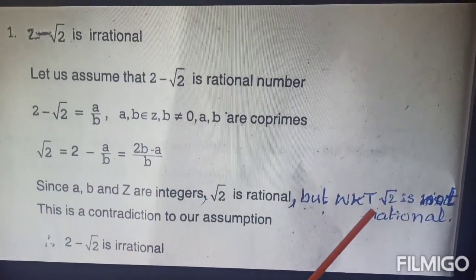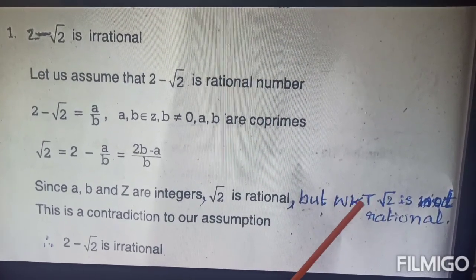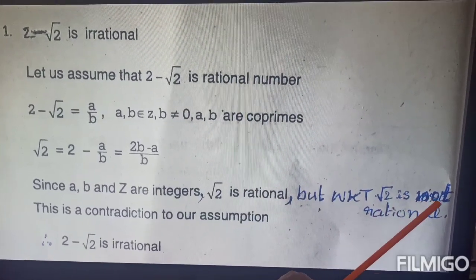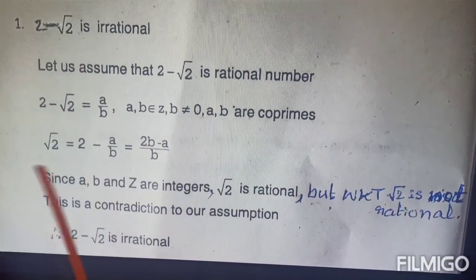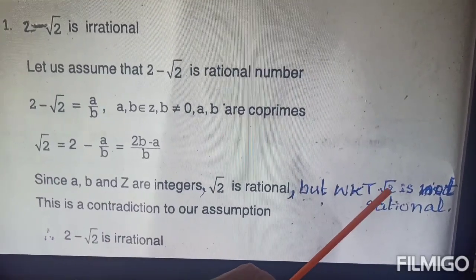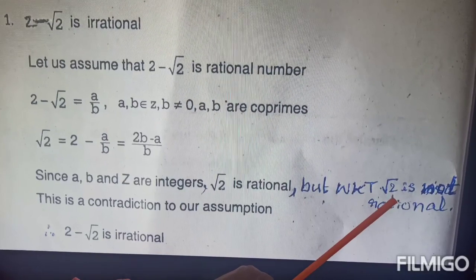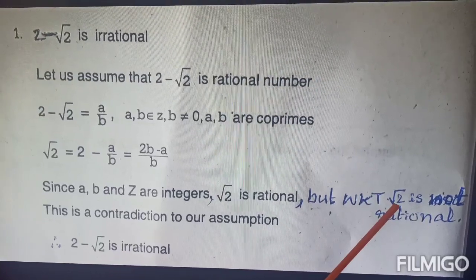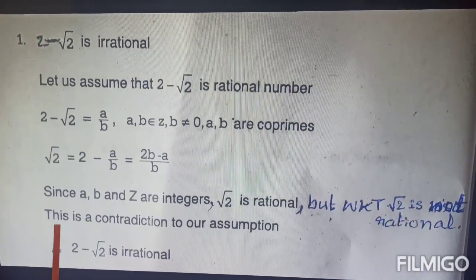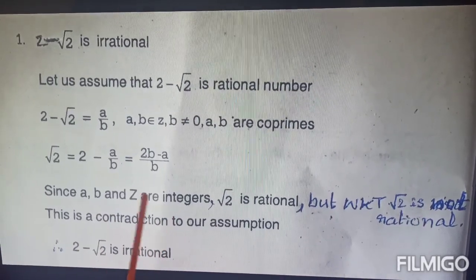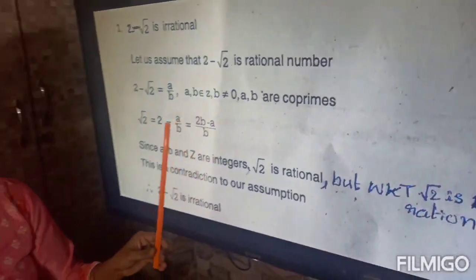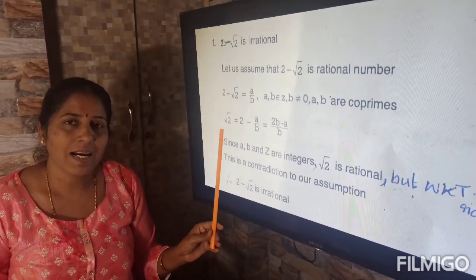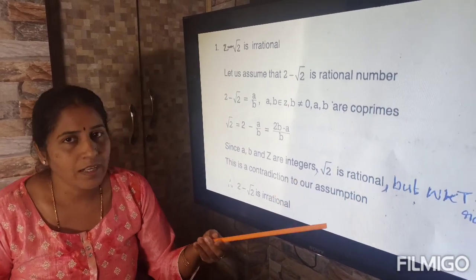But we know that, shortly WKT, root 2 is not rational. From the previous class we studied that root 2, root 3, such numbers are not rational numbers. By our knowledge, we know that root 2 is not rational. This leads to a contradiction, because according to this equation root 2 is rational, but we know that it is not rational.